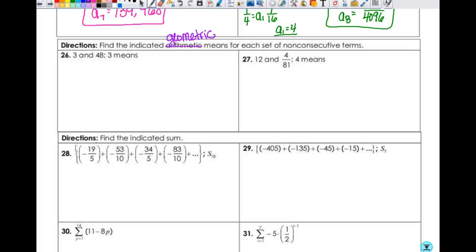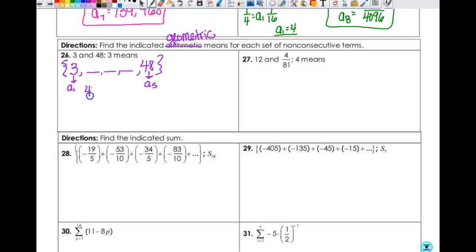So if you already did these, I'm sorry, but do them on another sheet of paper so that you actually know how to do the geometric means as well. So I've got 3, and then I need 3 means in there. 1, 2, 3, and then 48. So this is A1, and 1, 2, 3, 4, 5, and this is A5. So I need to find R in order to figure out what the answer is here.